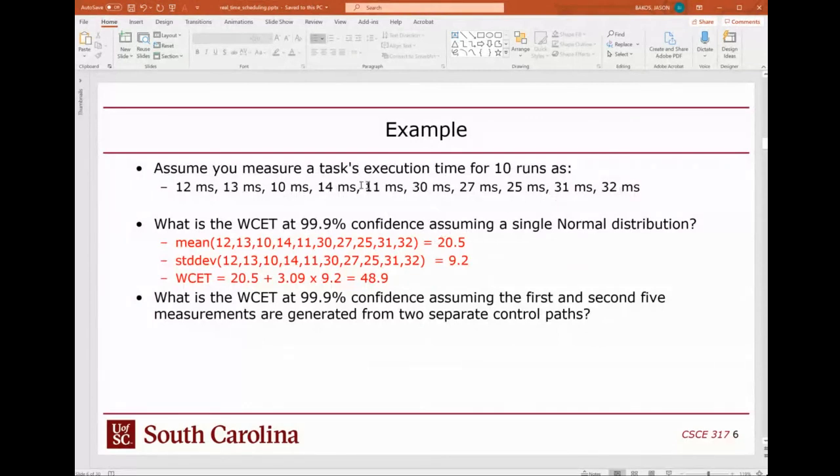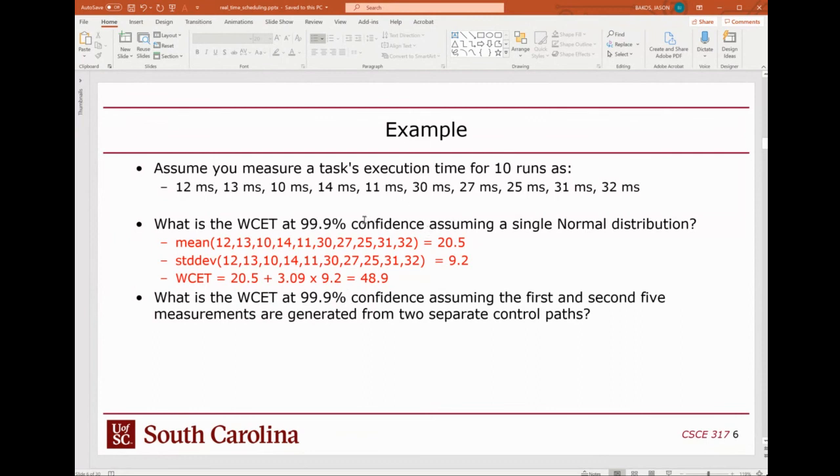And so you look at that and you're like, wow, that's a really high number compared to all the ones I saw. The highest one I saw was 32 milliseconds. But it could also be that the first 5 runs were resulting from one control flow through the program. So the task may have data-dependent behavior. In other words, it may take a branch or a series of branches in basically 2 configurations depending on what it's doing.